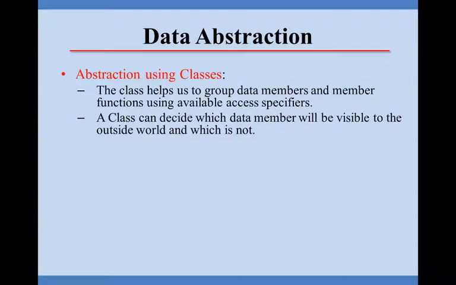Now, how is this data abstraction achieved? By using classes. A class helps us group data members and member functions using available access specifiers, so it allows us to wrap the things inside. A class can decide which data members will be visible outside the class and which will not. By using keywords such as public and private, we can restrict access to the members of the class.